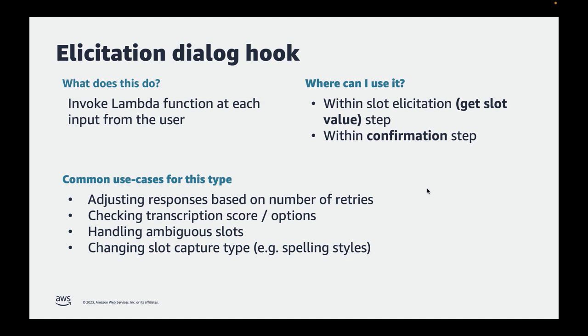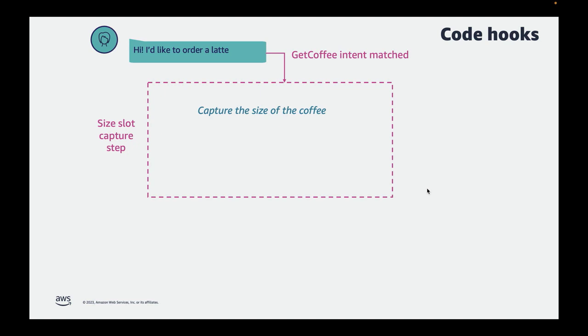And why would you use this particular type of code hook? Well, you're capturing it each time the user speaks. So you could do something like adjust the response based on the number of retries. So how many times do we have to try and prompt this user for this particular input? We could check transcription scores or options. So when things come in, we can check how confident we are that we've actually heard what the user said, and we can make a different decision depending on that. And we can even change the slot capture types if the user is struggling, like switching to spelling, which Mike is going to do a demo of.